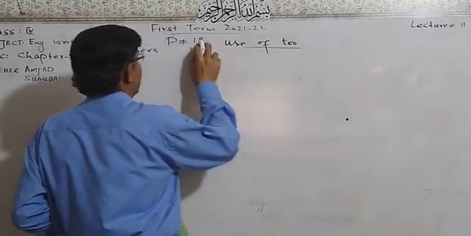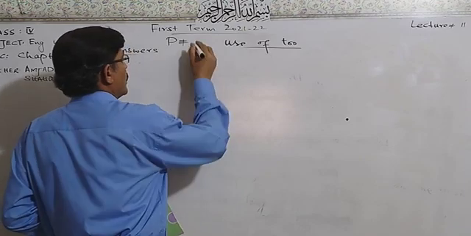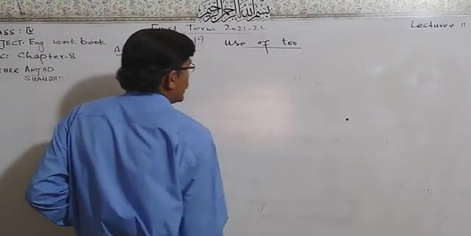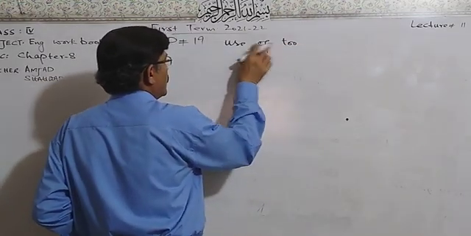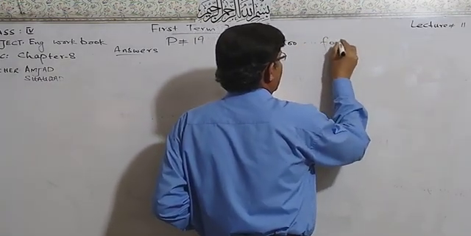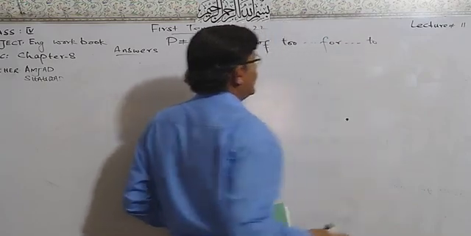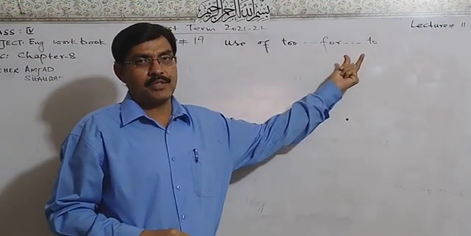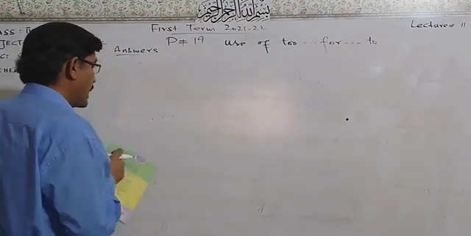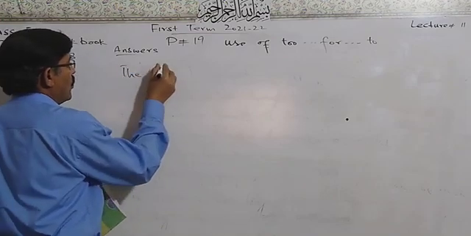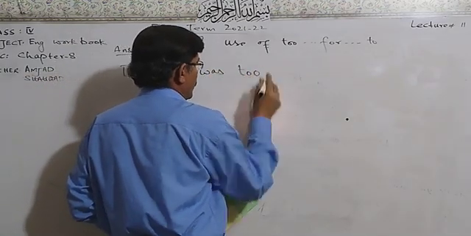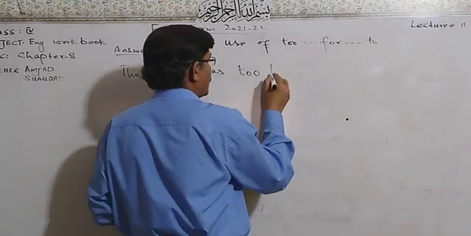Page number 19. Here, "too" and "for" and "to". Three things we have got. The box was too big, the example. The box was too big.